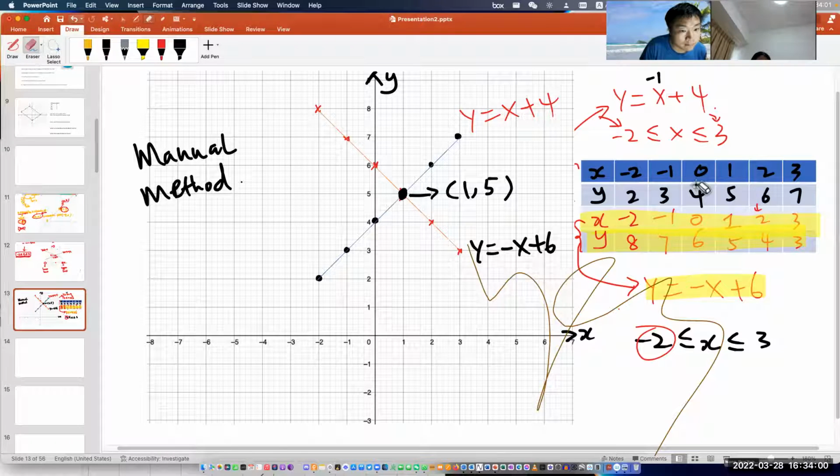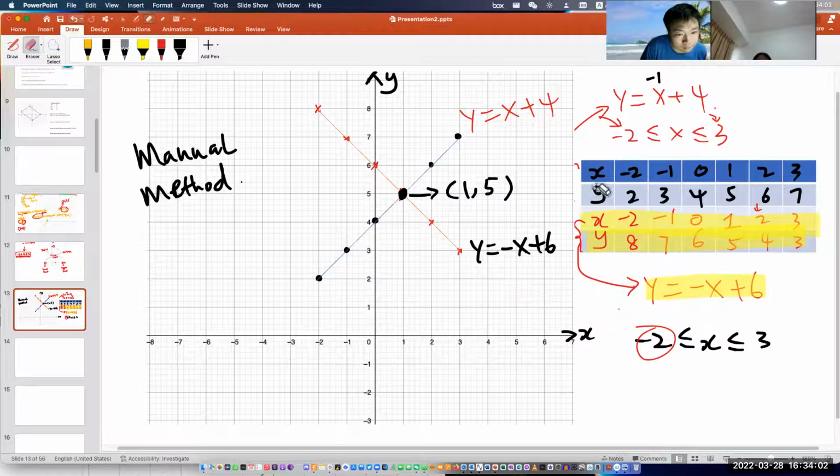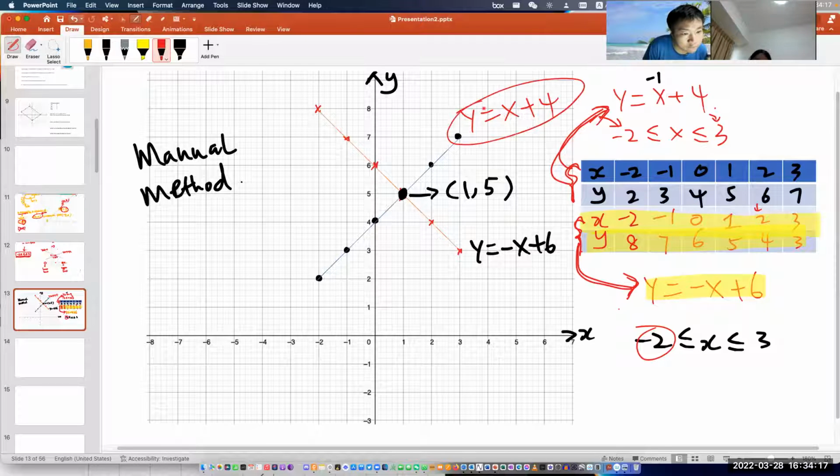Okay. So the manual method requires you to start with the table. So the first table here describes the first line. The second table here describes the second line. So the first table is going to give you the first line, and the second table here is going to give you the second line. And then once you have your second and first line on the same graph paper, and then they intersect here, you just have to mark it and label it.